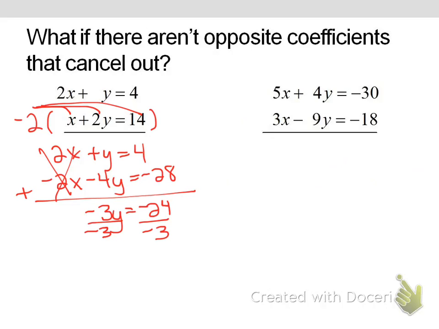Now, once I find y, I get -8. I'm sorry, not -8, just 8. I plug that back in, so 2x plus 8 equals 4, subtract 8, 2x equals -4, divide by 2, x equals -2. So my final answer is -2, 8.